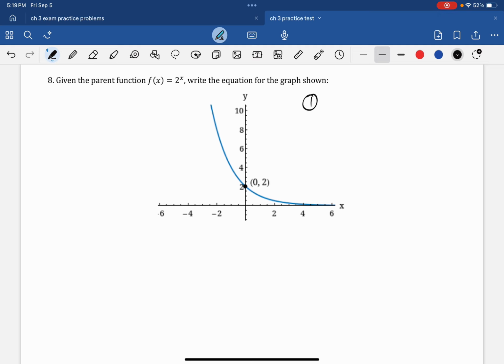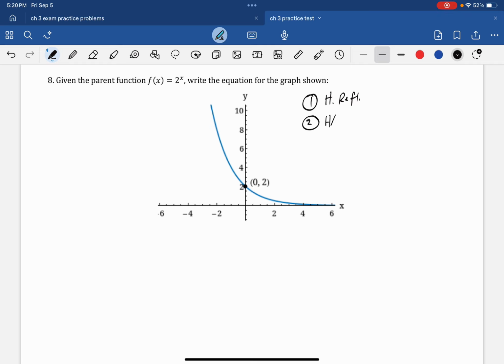The first is that a horizontal reflection has been performed, right? Normally, the graph would look like this. It would increase as x increases, but now the graph decreases as x increases, which means that we have had a horizontal reflection performed.